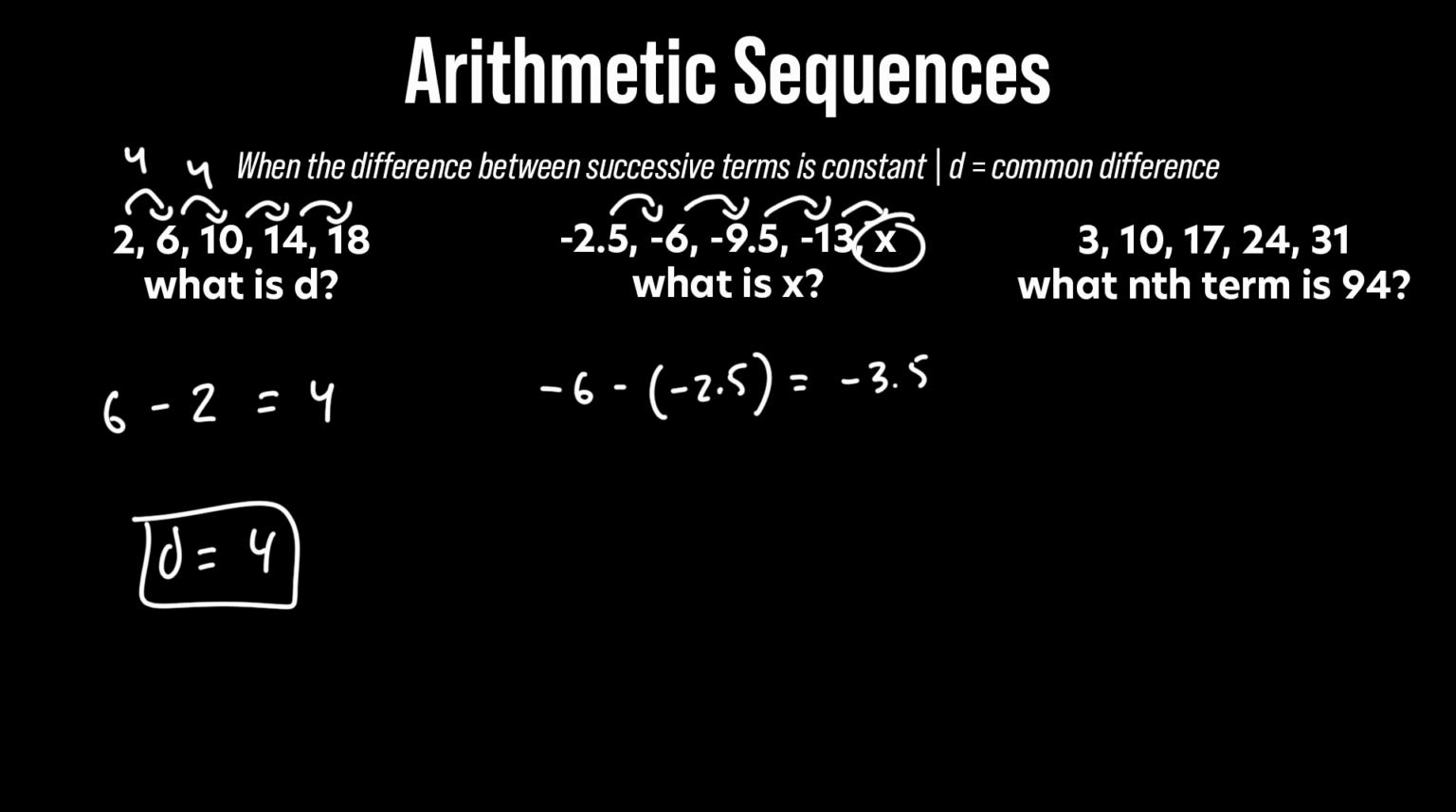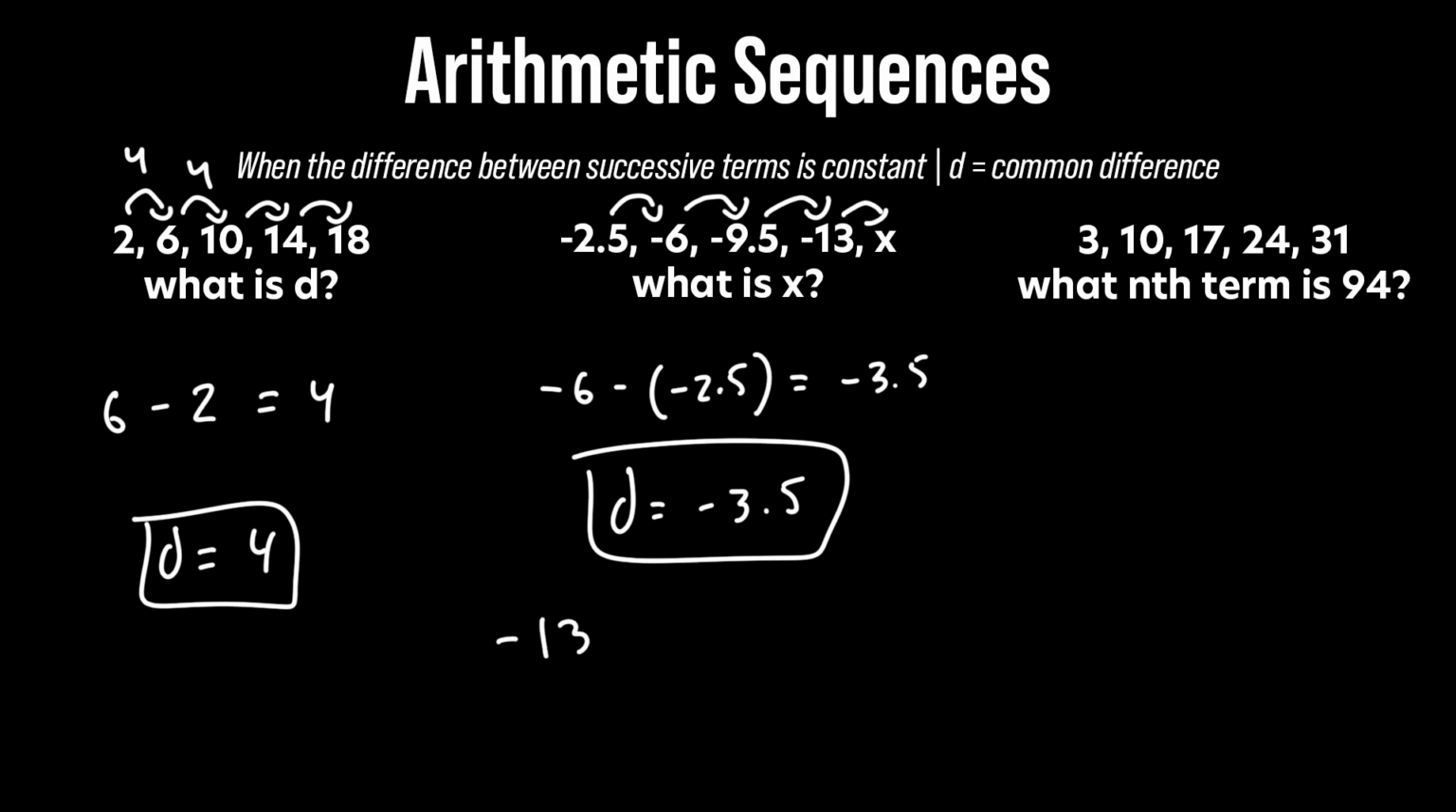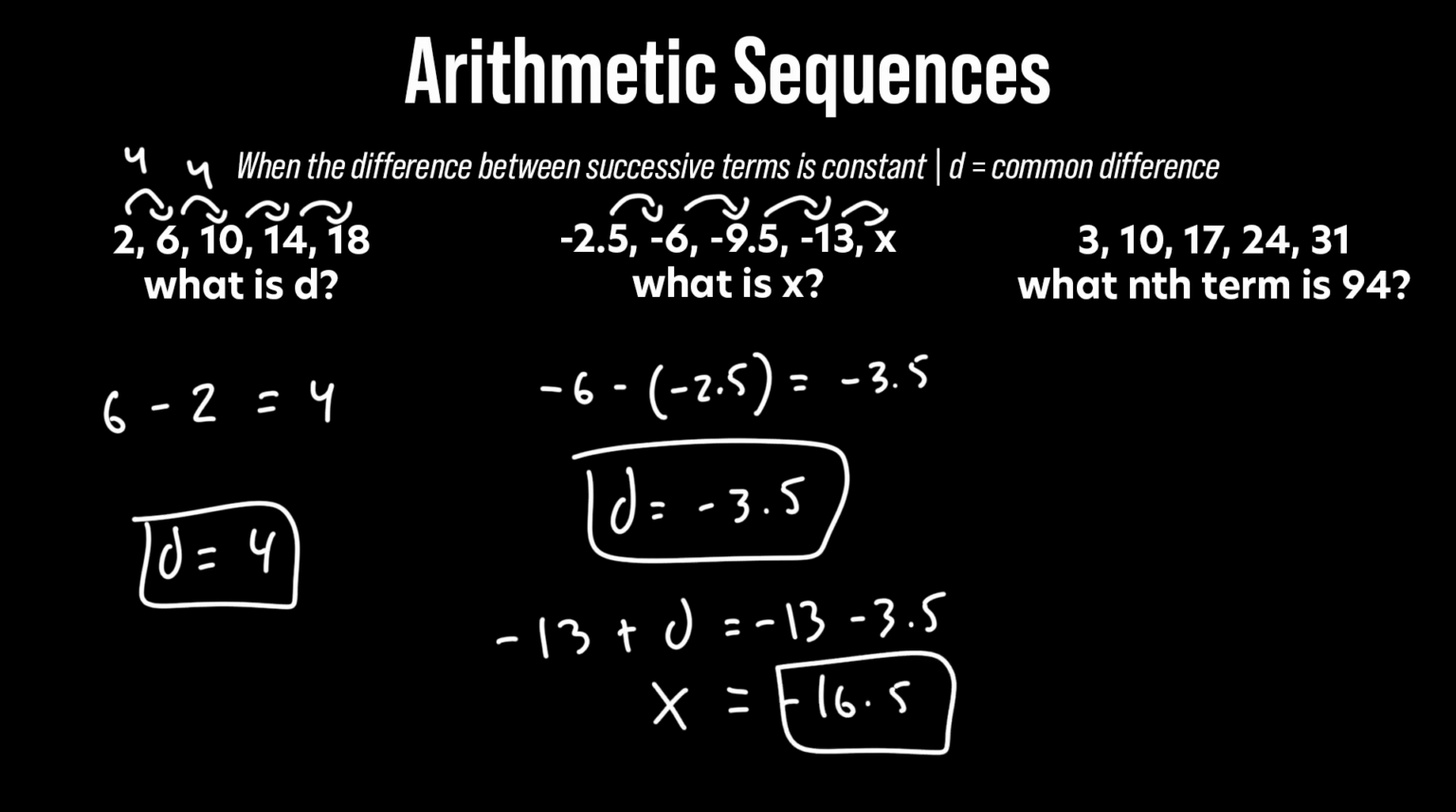So now we have a value of x at the end here, the fifth term, and we're trying to figure out what x is. Well, to go from negative 13 to x, we simply just have to take our value of d, which we know is negative 3.5. We just need to find the term after negative 13. So we just need to take negative 13 and add d to it. That's going to be negative 13 minus 3.5, and we're going to get negative 16.5. So that's going to be our value for x.